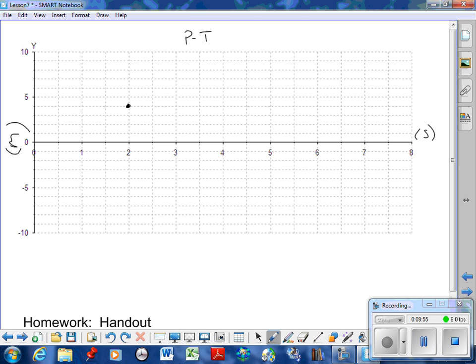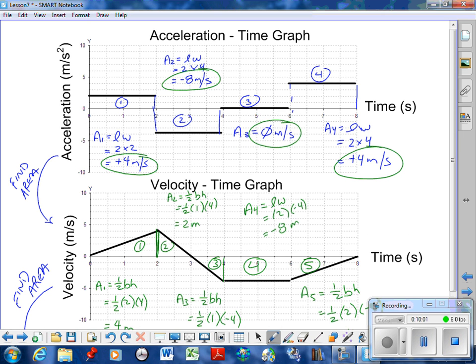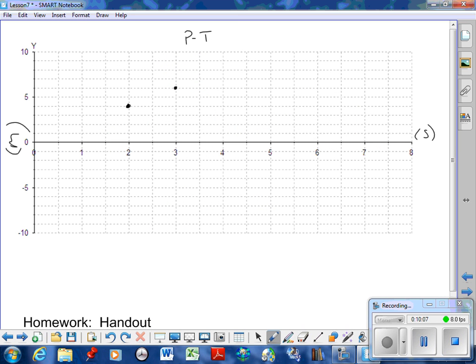So 1, 2. Going back again. In the next second, I go back 2 meters. So the next second, I go back 2 meters. So I'm back to here again.